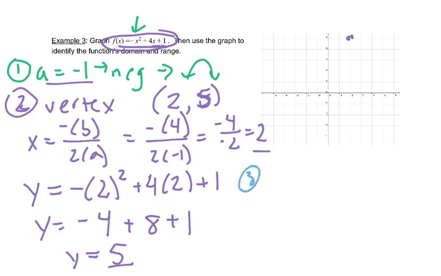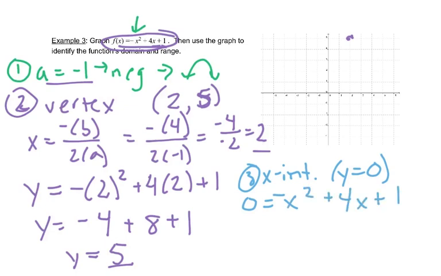Now we'll find the x-intercepts. So remember again, that means we make y equal 0. So we have 0 equals negative x squared plus 4x plus 1. We can solve this in one of two ways. One way is factoring, and the other way is the quadratic formula. But as I look at this, there's not a good way to factor this problem, partly because there's a negative in front, partly because I can't find two things that multiply together to get 1 and add to get 4. So that means that I need to use the quadratic formula.